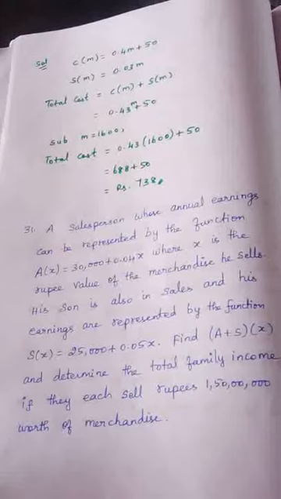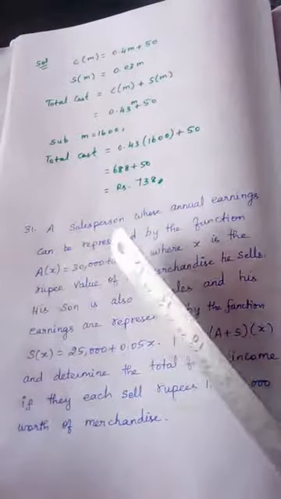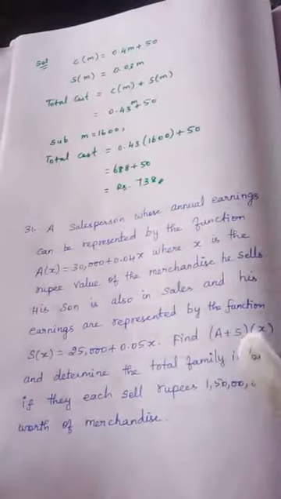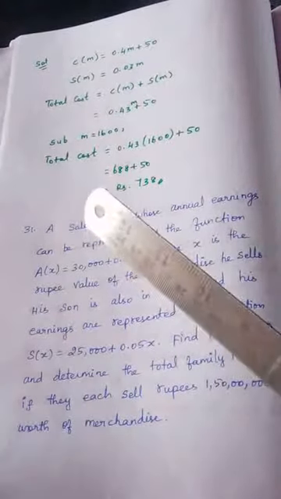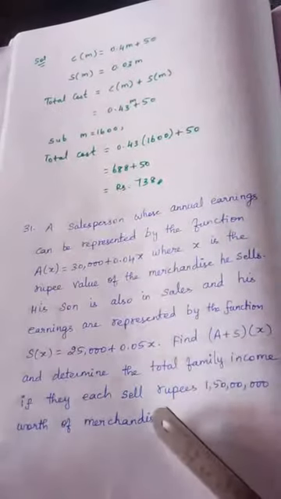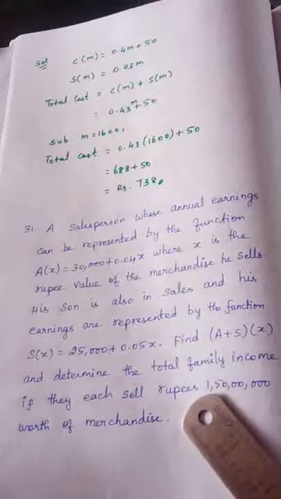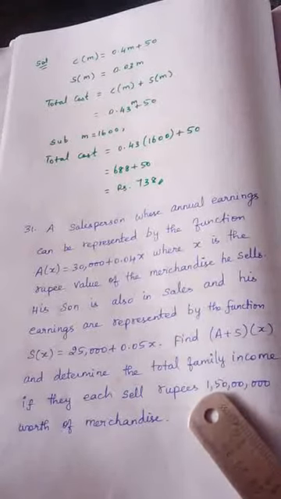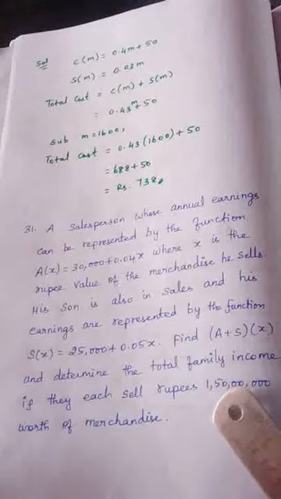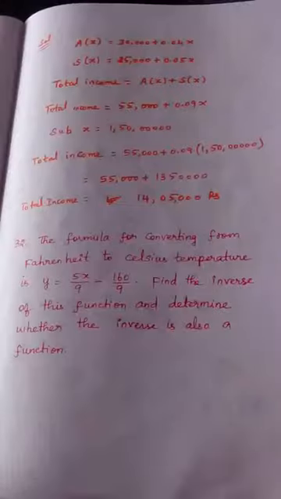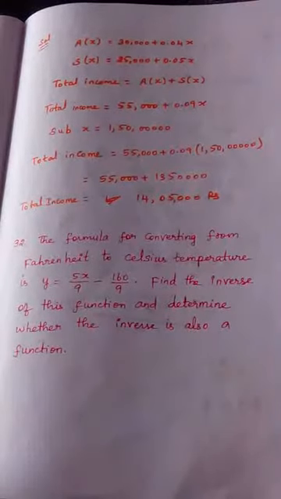That is the question. So again, this question is also looking big, but if you see the content, A of X is nothing but father's income, S of X is nothing but son's income. We need to find the income of both of them. Also we should find the total income of the family if they sell product amount worth rupees 1.5 crores or 1 crore 50 lakh rupees. Shall we see the answer now? So the answer is like this.